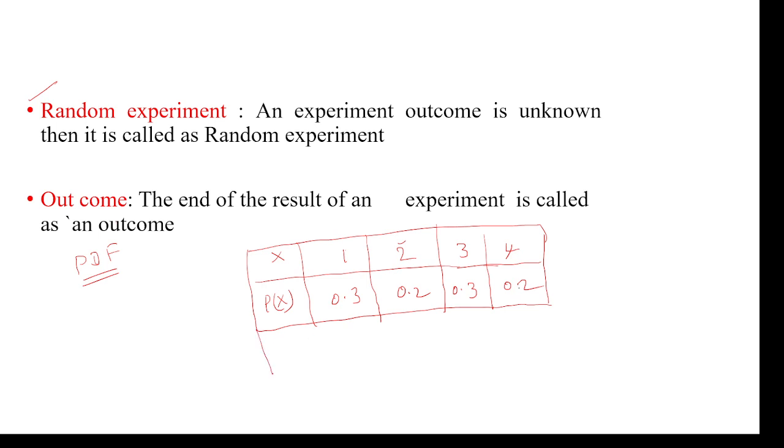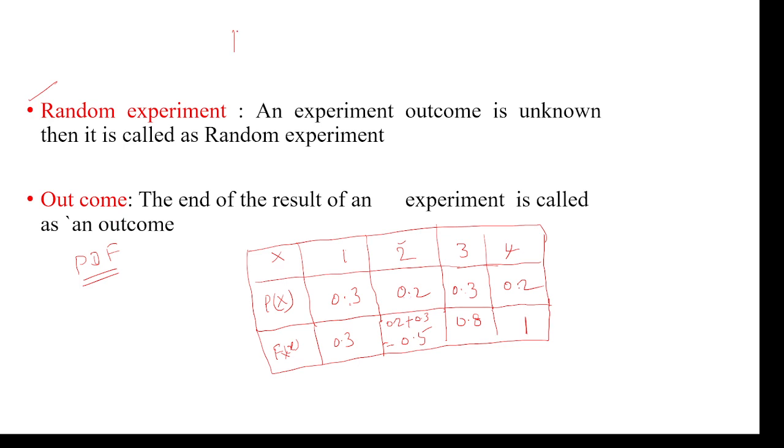Then what is the distribution for this? Denoted with capital F of X. It is the cumulative addition of the probabilities: 0.3, and there is no previous one, so it is 0.3 only. Next value 0.2 plus the previous probability 0.3 is 0.5 for the distribution. Then the distribution is 0.3 plus 0.2 plus 0.3, which equals 0.8. Similarly 0.2 plus 0.3 plus 0.2 plus 0.3, total it is 1.